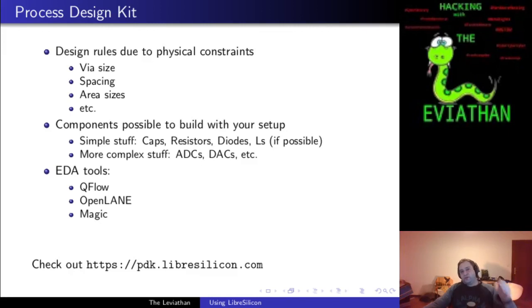You can either use QFlow, which includes Magic, Graywolf, QRouter, and Yosys, or you can use OpenLane, which is a concurrent project, but we cooperate with them. Under pdk.libresilicon.com, you can have a test run of our standard cell generator, which generates standard logic cells based on design rules you provide to that tool. The tool itself, of course, is open source and can be downloaded from GitHub.